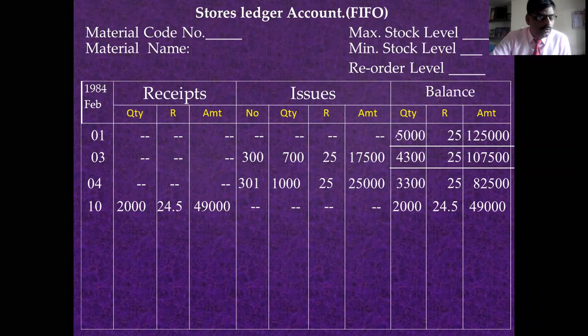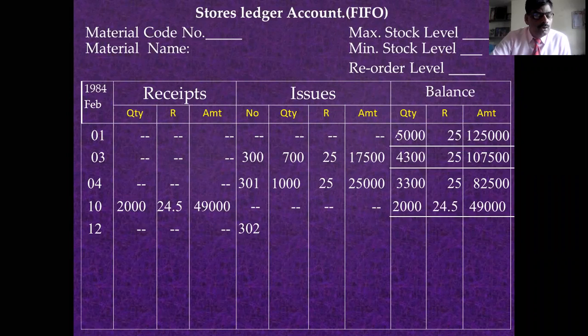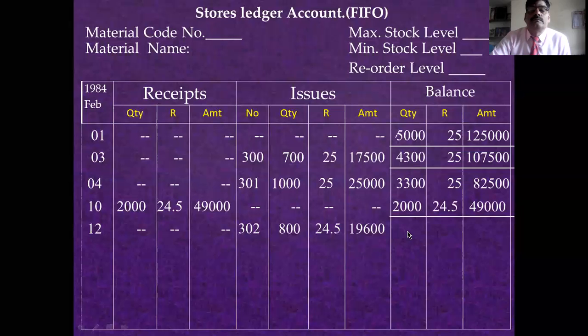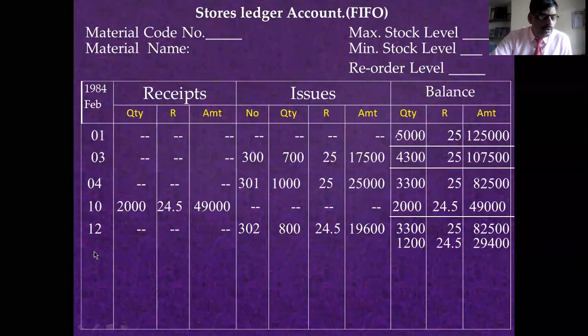Then after 10, 12 is the issue. Put the underline and issue. Job number 302. Quantity issued is 800. You issue 800 from the second lot at the rate of 24.5, 19,600. Then balance is 3,300 at the rate of 25, 82,500. Then 1,200 from the second lot at 24.5, 29,400. 12th is completed.